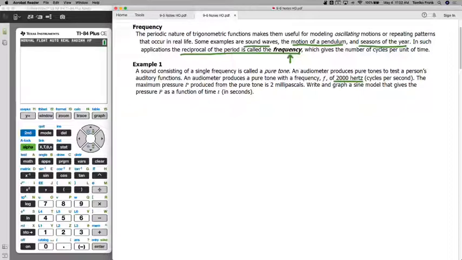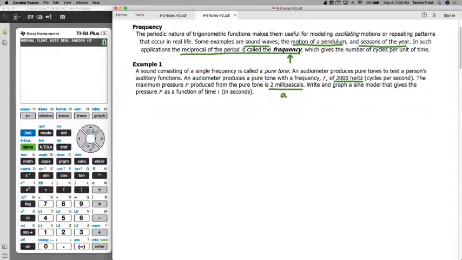The maximum pressure produced from the pure tone is 2 millipascals. So that's something we're going to underline as well. Maximum pressure, 2 millipascals. So that is somehow going to relate to that amplitude that we put into our equations. We want to write and graph a sine model. So sine, not cosine, that gives the pressure P as a function of time.